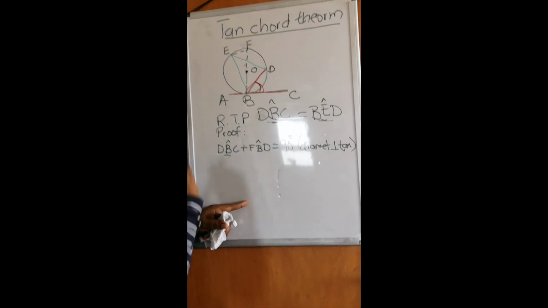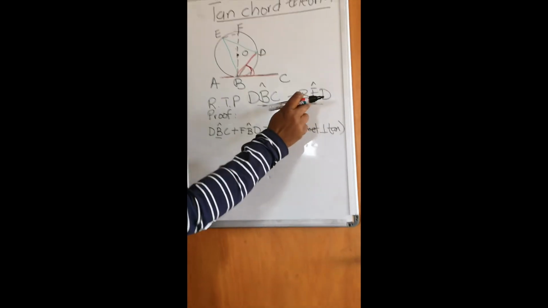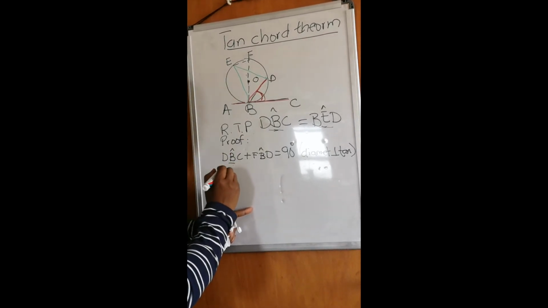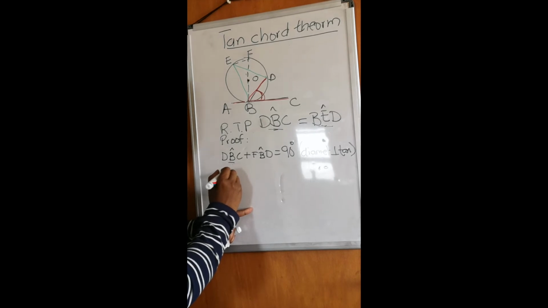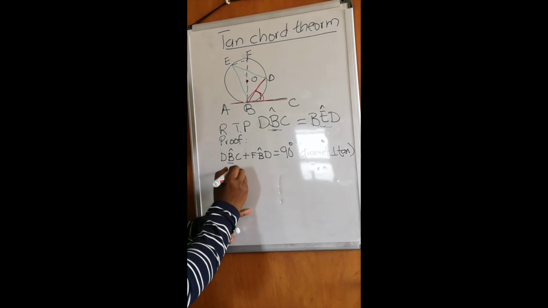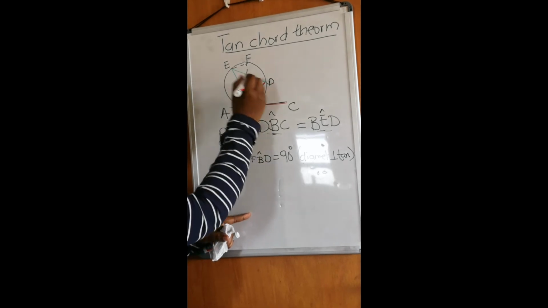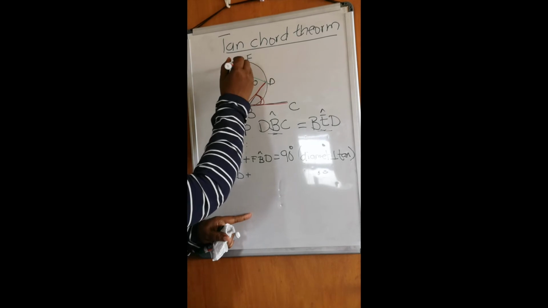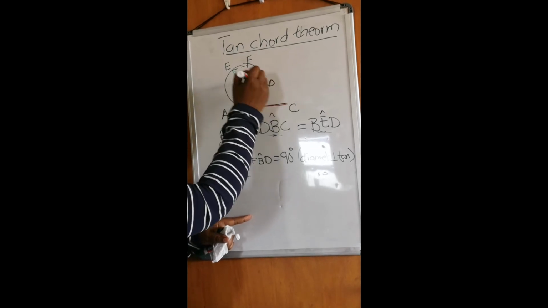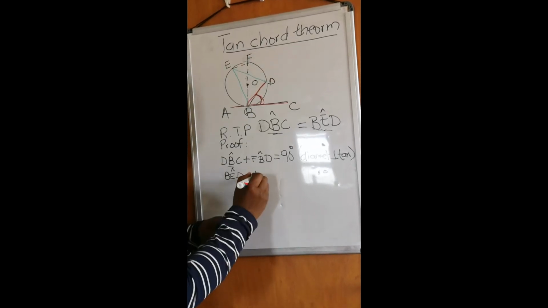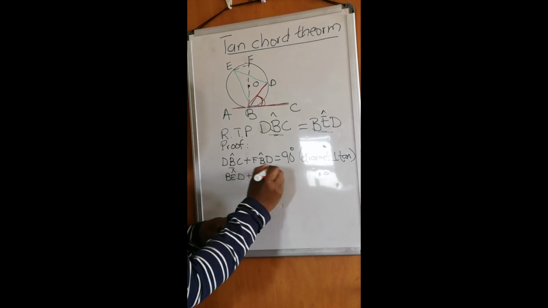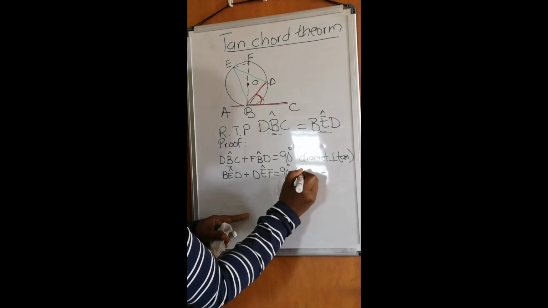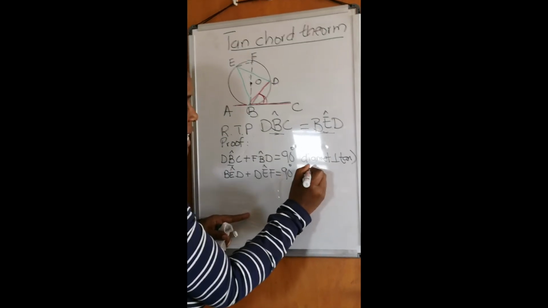I am happy, and I go to the next angle that I want. This angle is formed by two: I have BED plus that angle from there, DEF, is also equal to 90. The reason: angle in a semicircle.